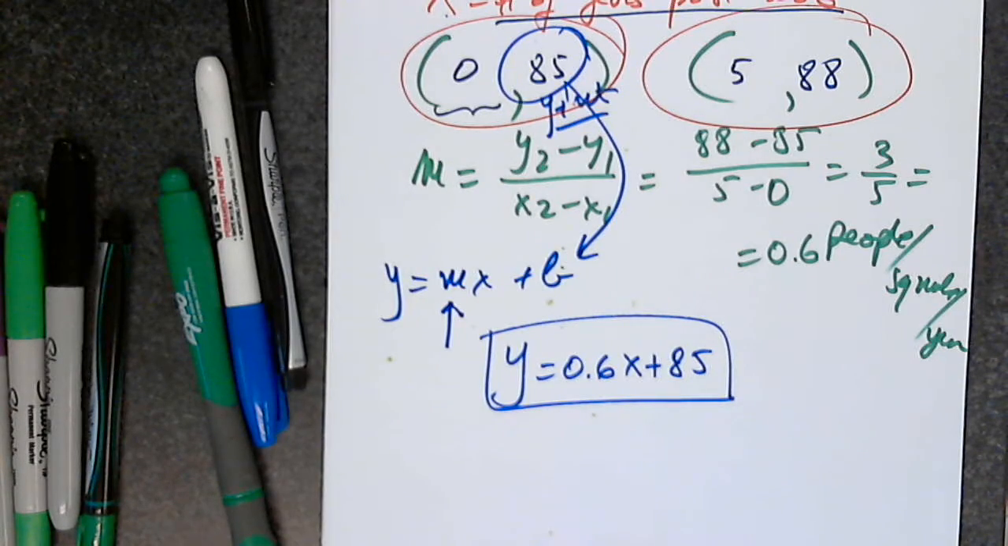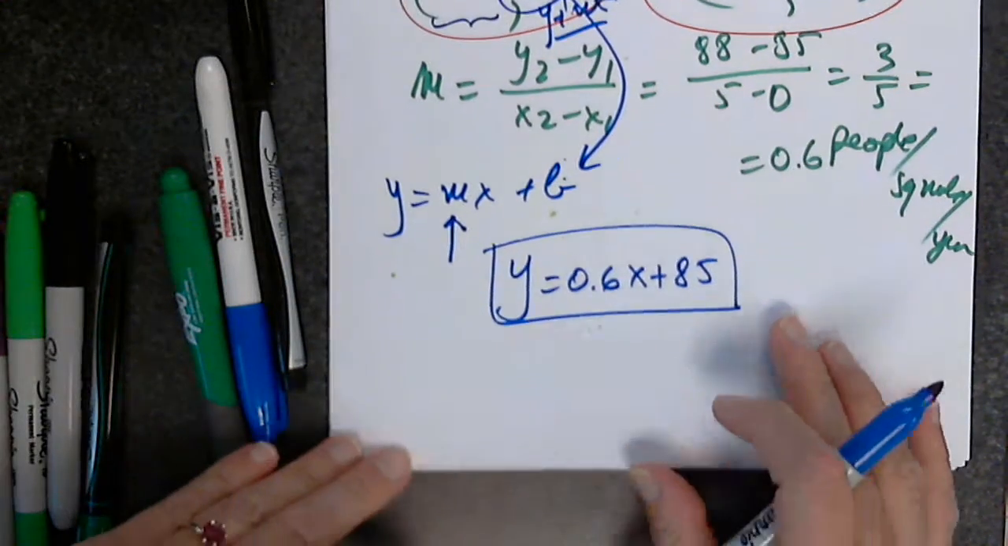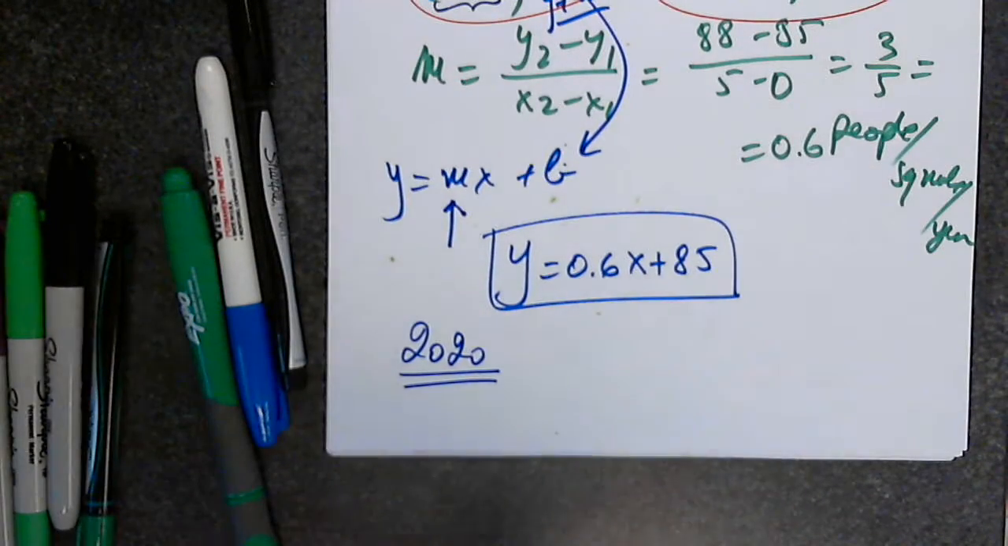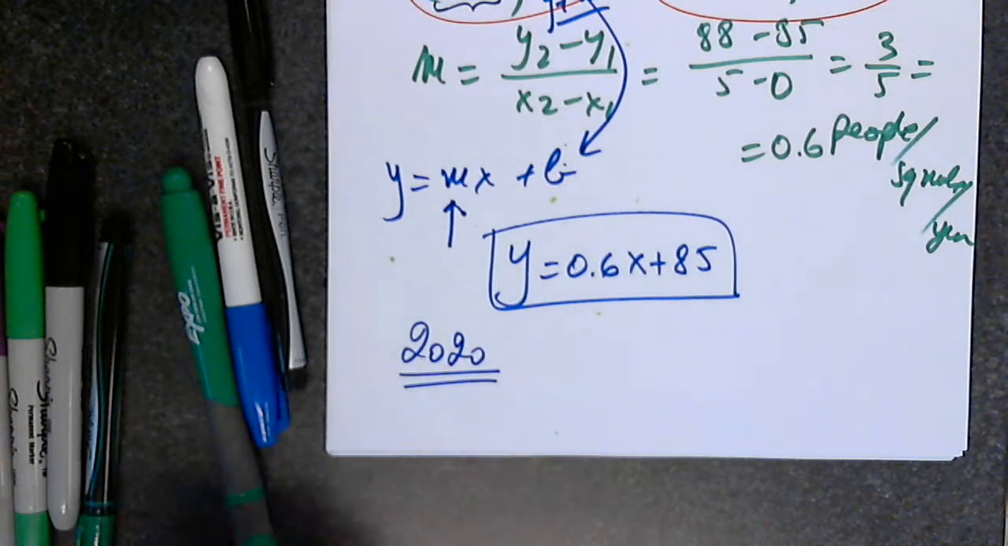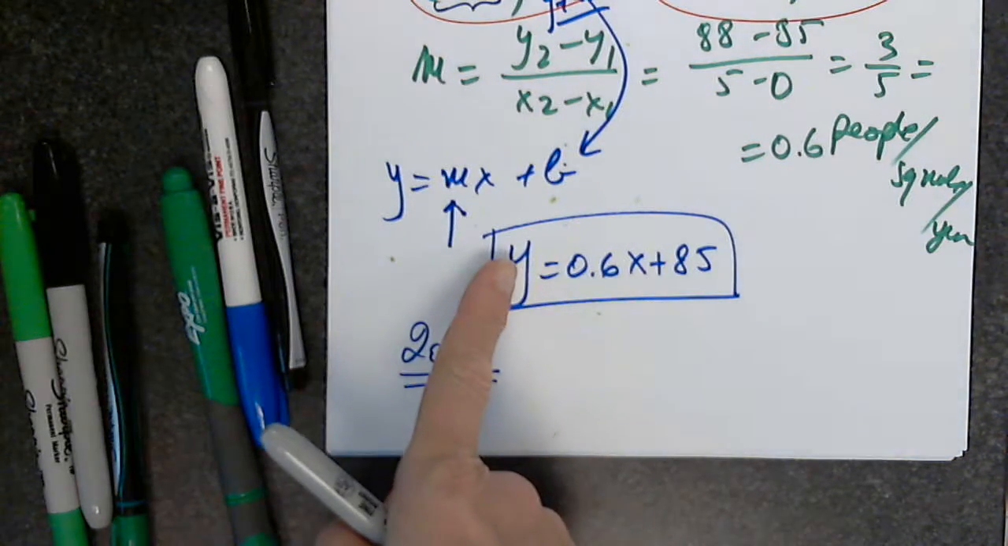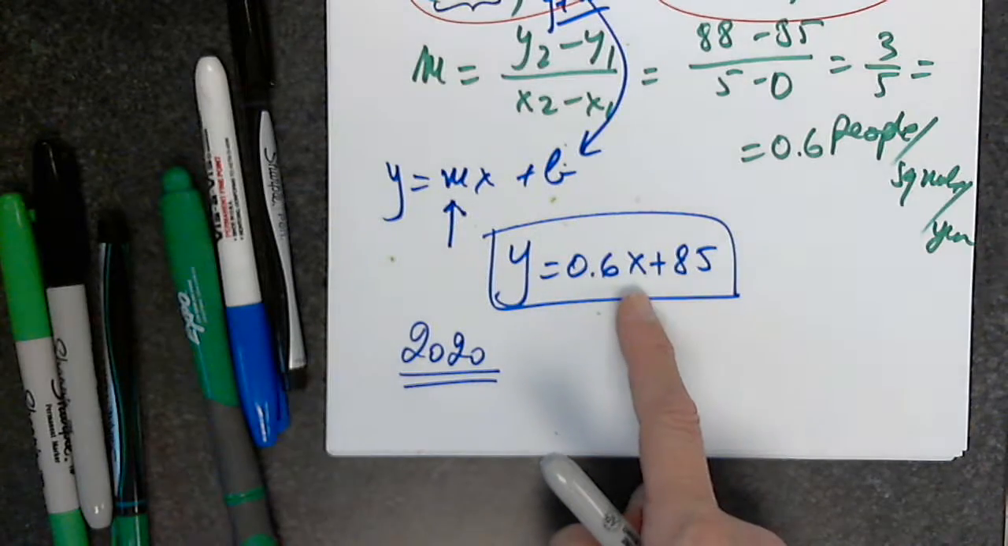Part B of the problem. Use this equation to predict the person per square mile population in 2020. So we're asked to find what in 2020? We're asked to find which variable is that? Yes, it's the y. So I'm asked to find y when x is how much?